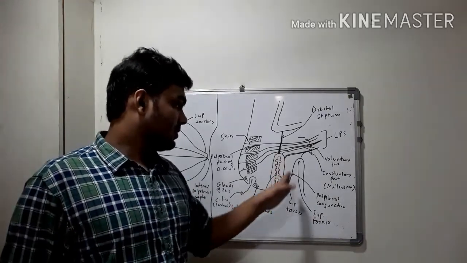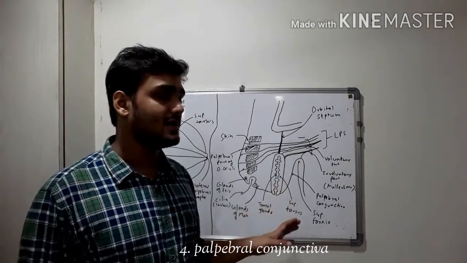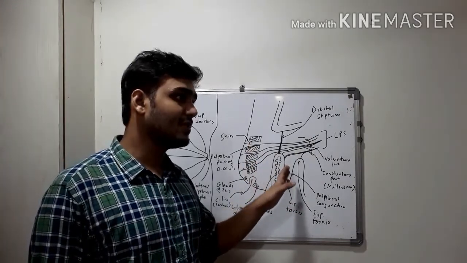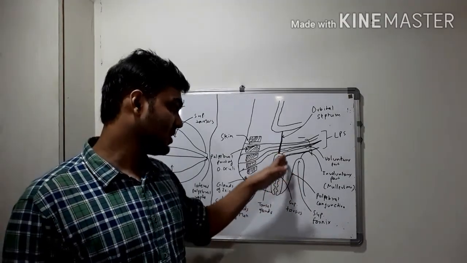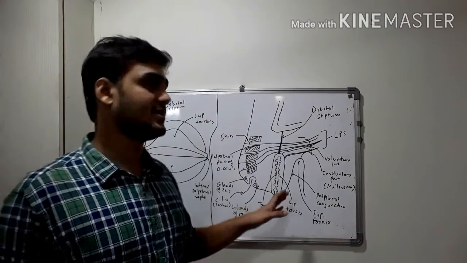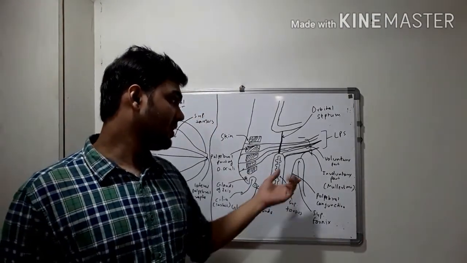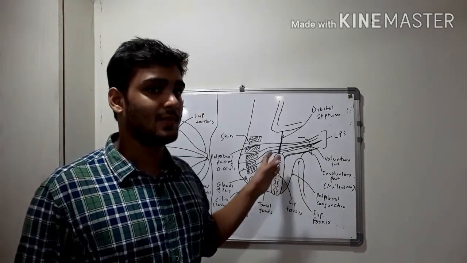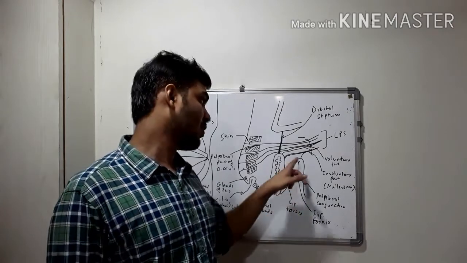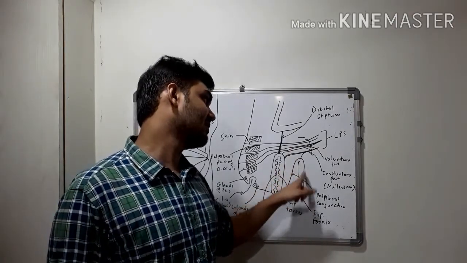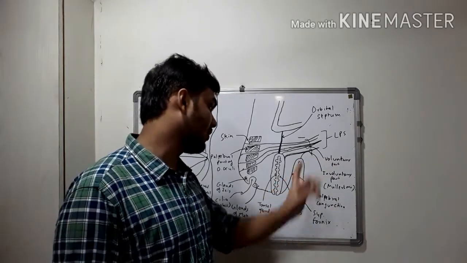So these are the three structures which pierce through the orbital septum. Then we have the conjunctiva, the palpebral conjunctiva. Now conjunctiva has two parts, the bulbar and the palpebral. The bulbar is adherent to the eyeball, and the palpebral is adherent to the posterior surface of tarsus. And between the two, the space is known as conjunctival sac, and the point where the palpebral conjunctiva and the bulbar conjunctiva fuse is known as the fornix. So this is the superior fornix.